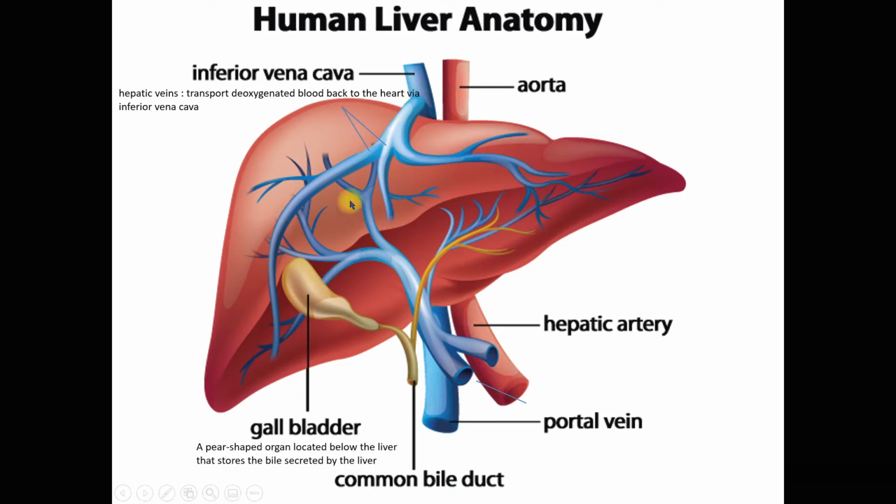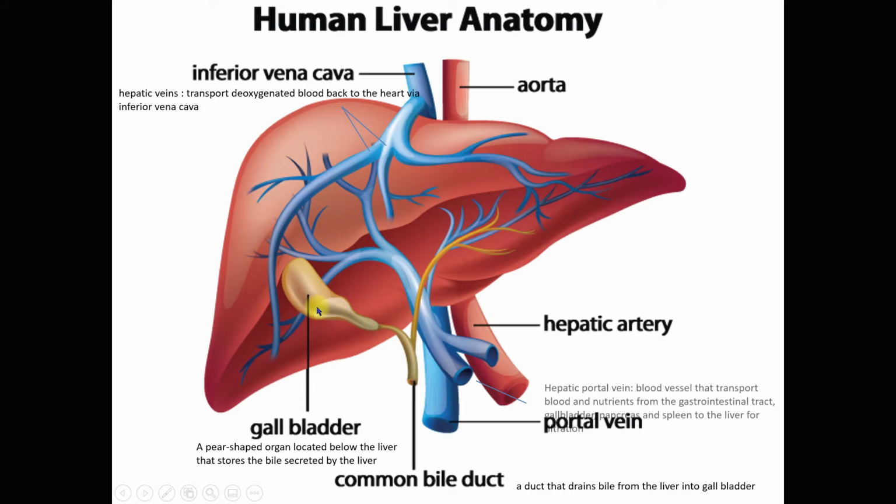And then we have this gall bladder here, which is a pear-shaped organ located below the liver. This gall bladder stores the bile which is secreted by the liver. The gall bladder is connected with a duct, and the duct is known as the bile duct. This bile duct drains bile from the liver into the gall bladder.